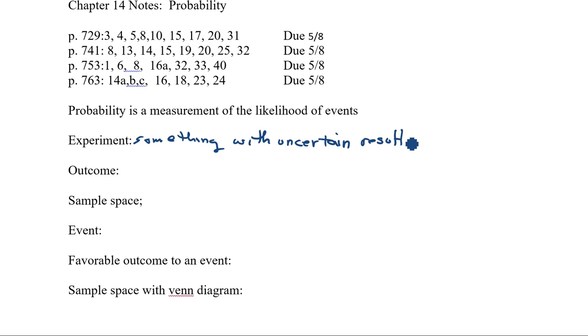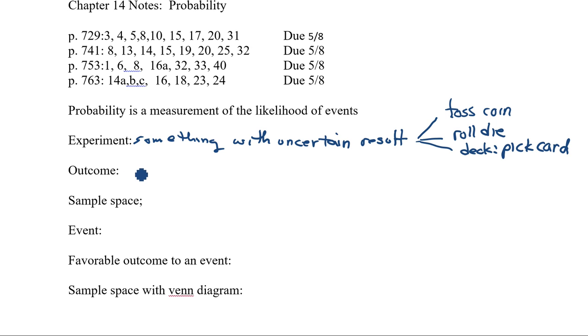And so some examples that we might have of an experiment are if we toss a coin, we don't know what we're going to get. If we roll a die, we don't know what we're going to get. And from a deck of cards, if we pick a card. Now, we talk about the outcome of an experiment, and that's the result of the experiment.